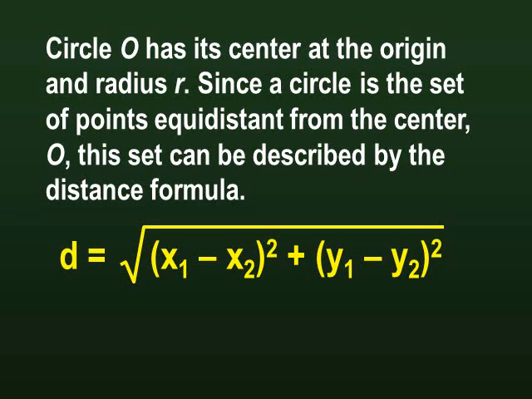So the formula for a circle begins with the distance formula, okay? It is a set of points that are equal distance from a center. That equal distance is called the radius, right? So here is the distance between the two points.